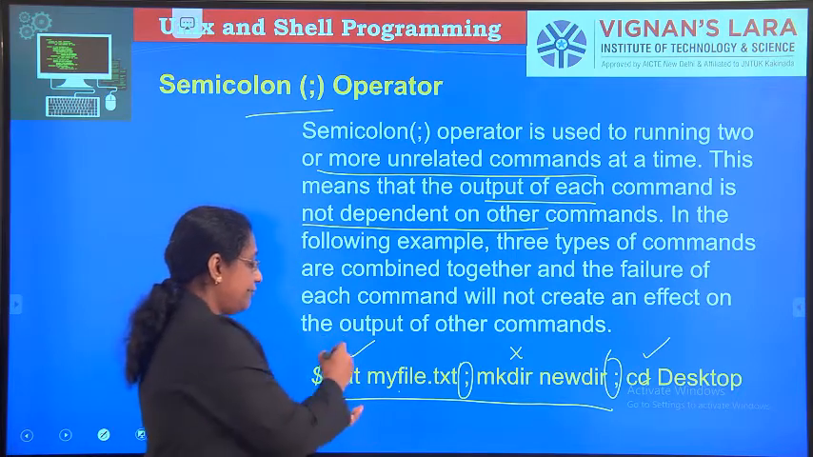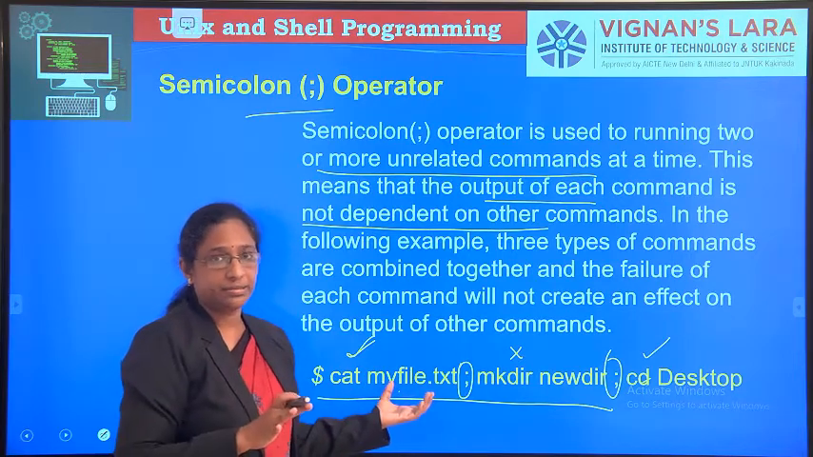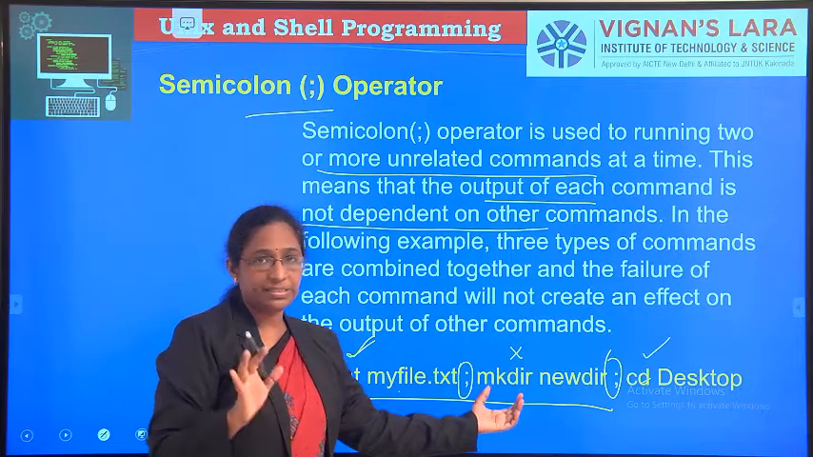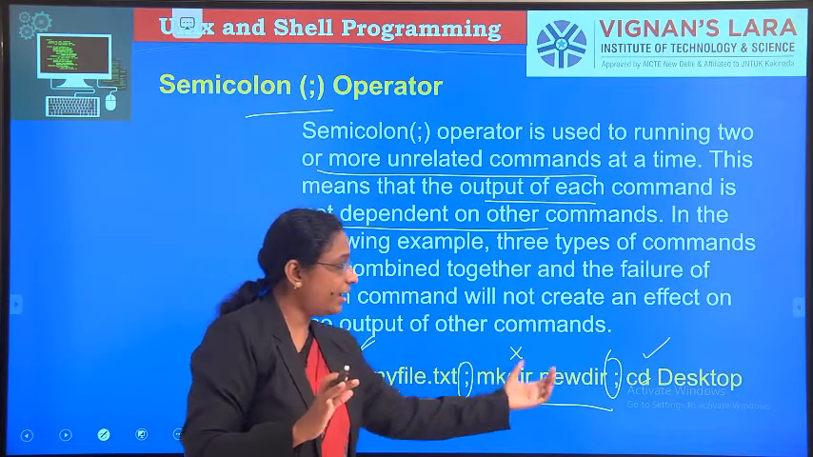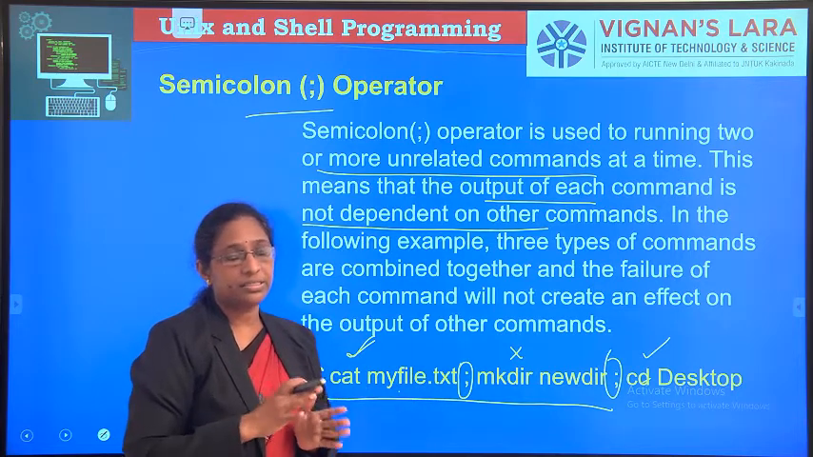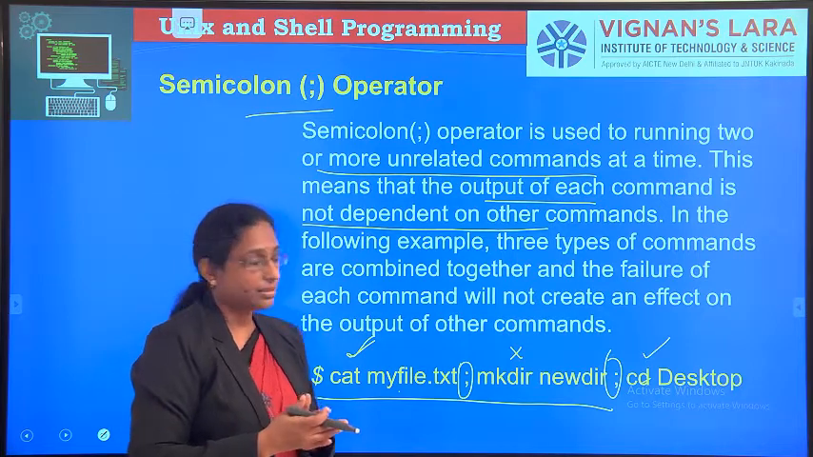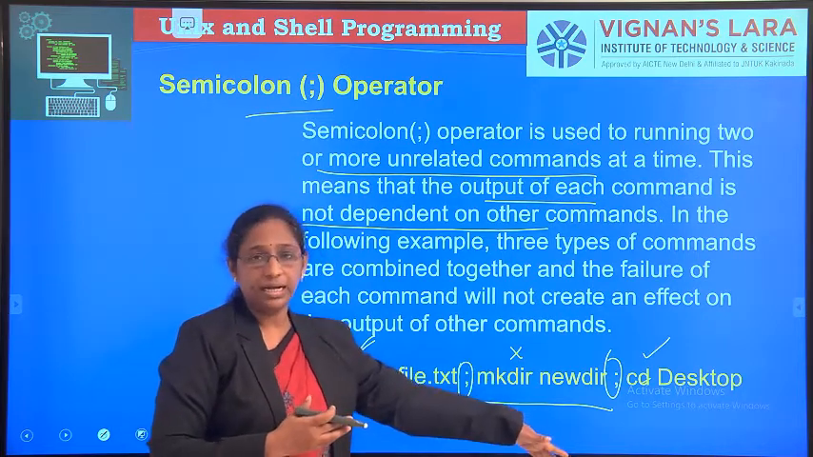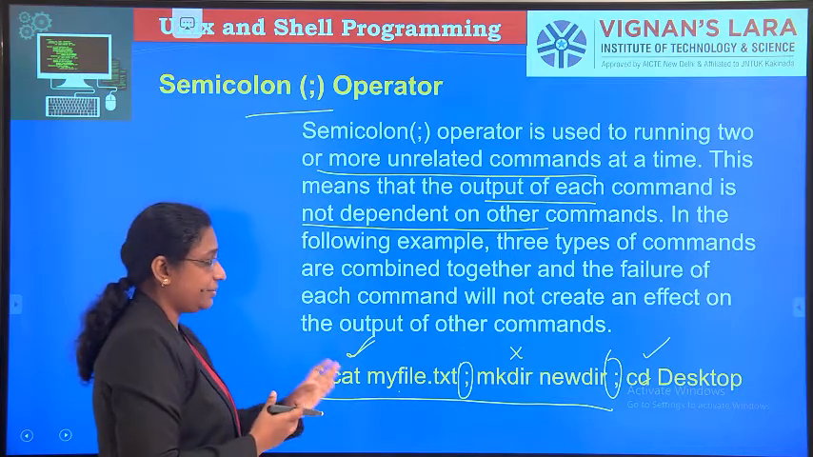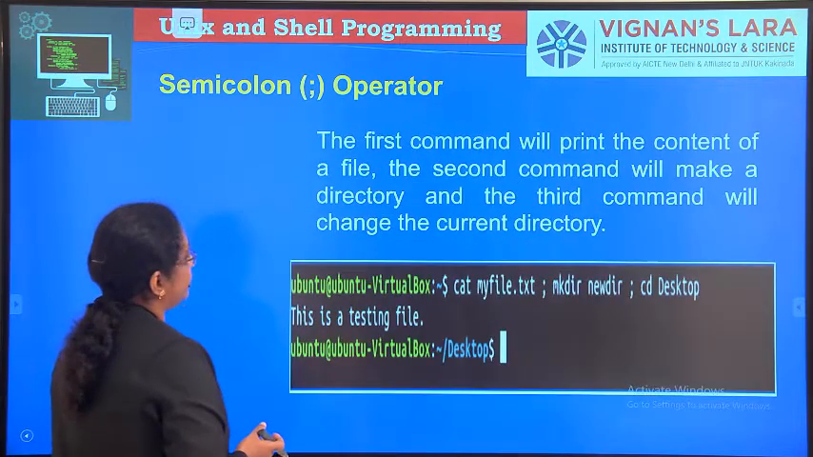Here the first command will be executed. If it is a success, it displays the contents. The second command is executed, it failed, so it will display an error message. Then the third command will be executed. In that way each command will be executed, and failure of any command does not affect the other command. That is the first operator, the semicolon operator, used for running multiple commands at a time.